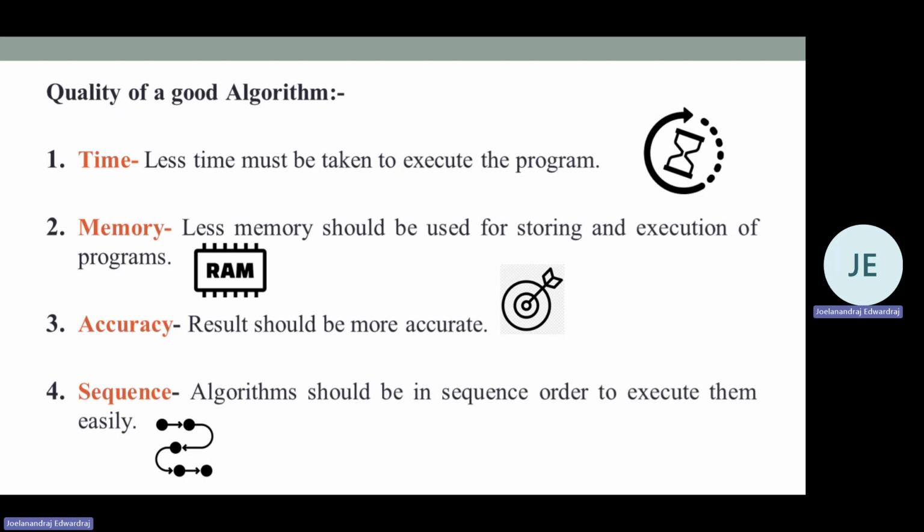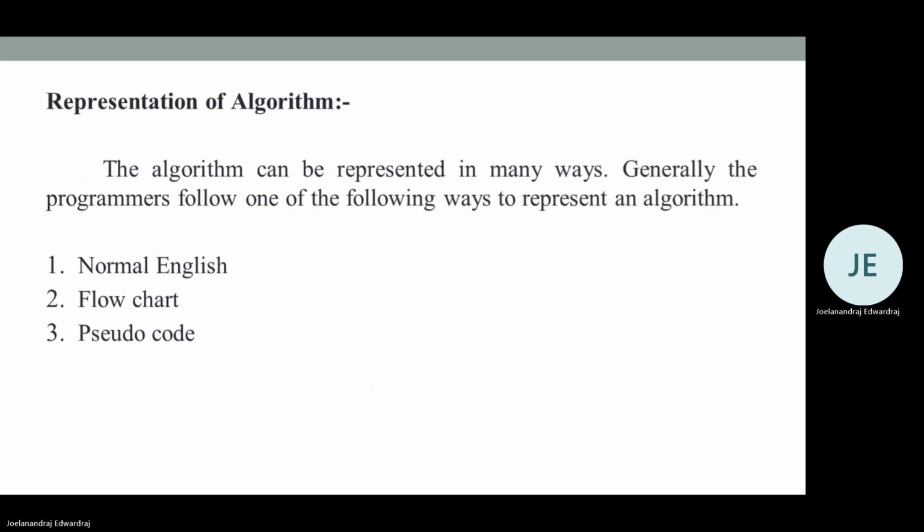And the third one is accuracy. It should not be uncertain or fuzzy answers. It should be exactly specific. Then sequence. You know a lot of things about sequence, right? An algorithm should follow a particular sequence, either top to bottom or bottom to top.